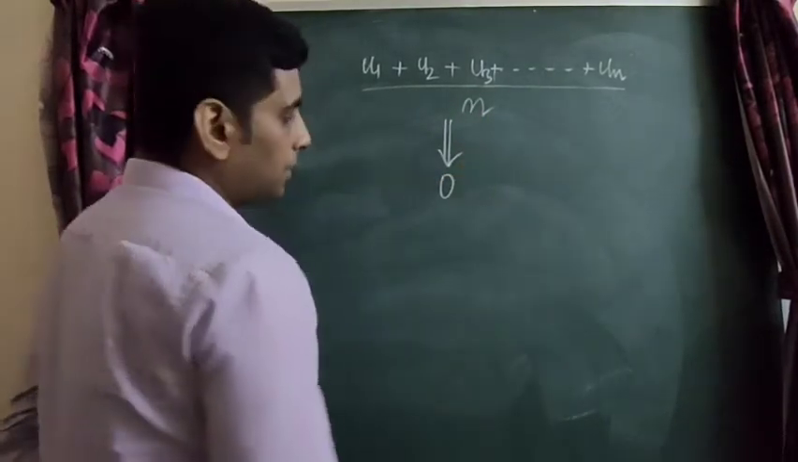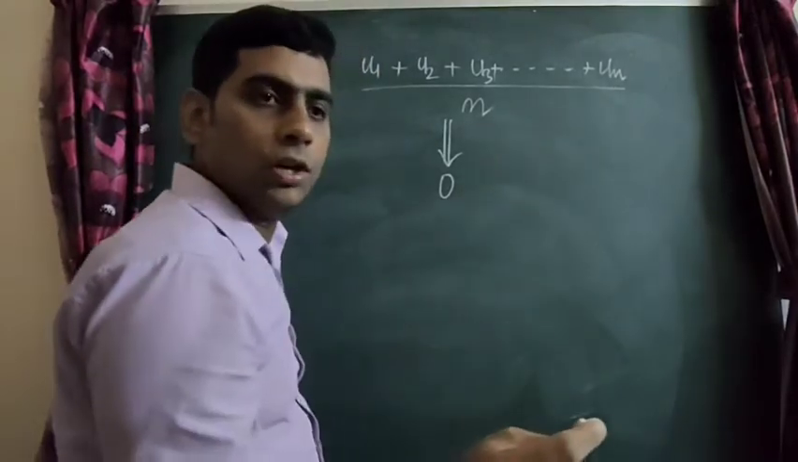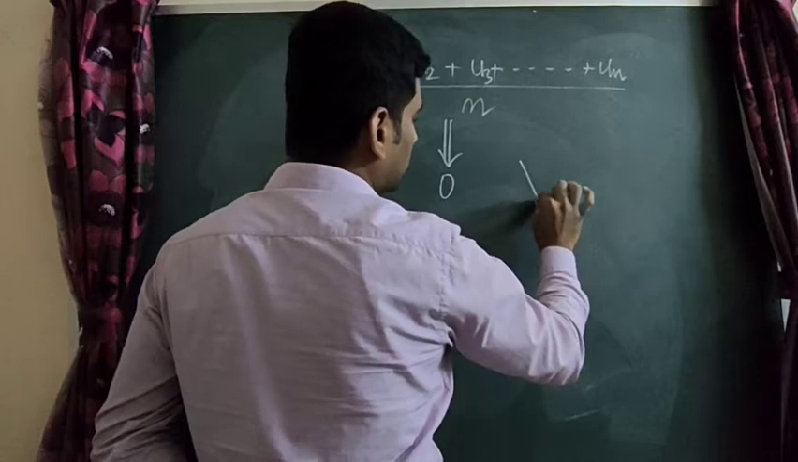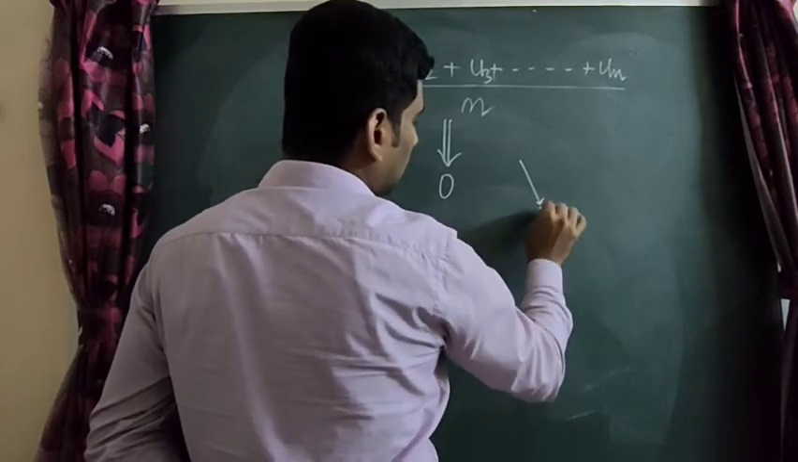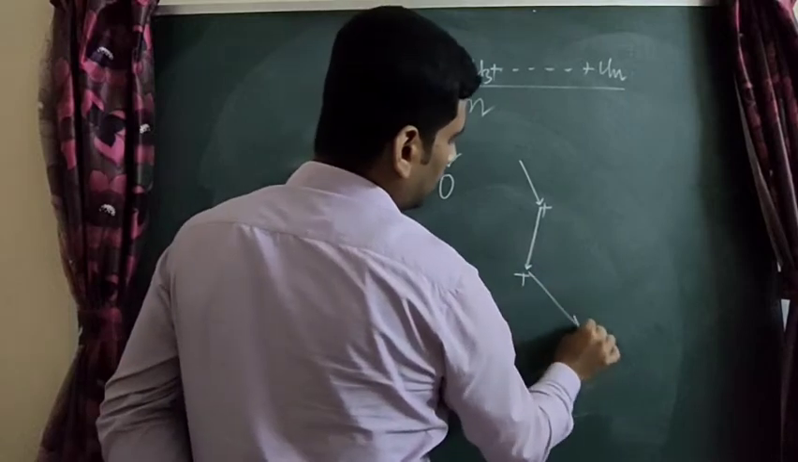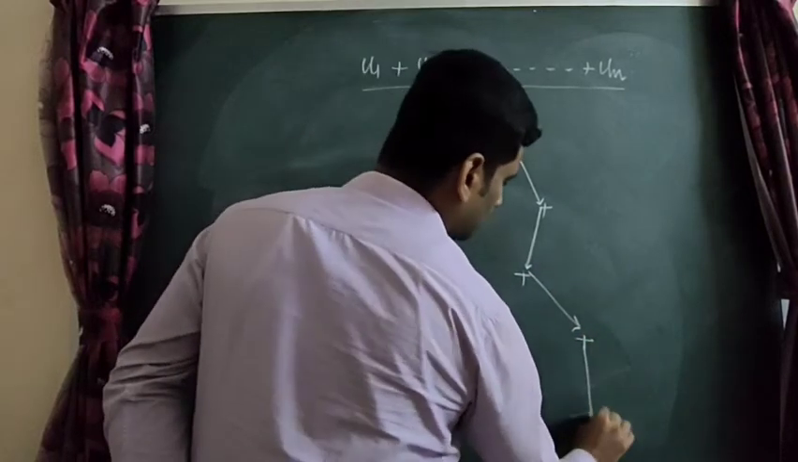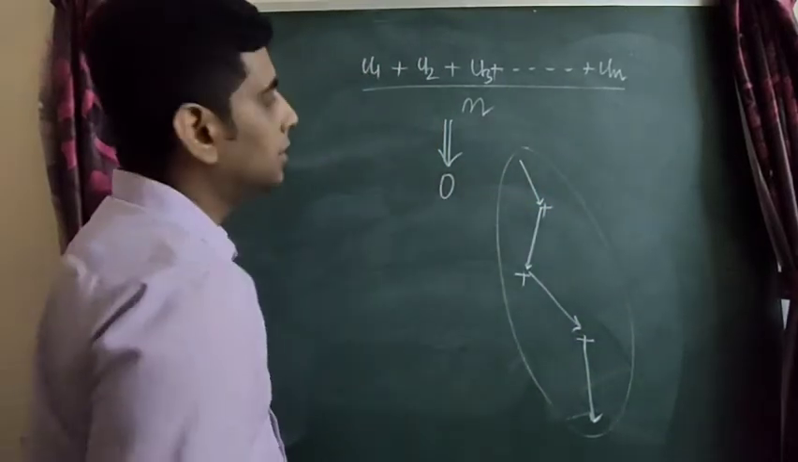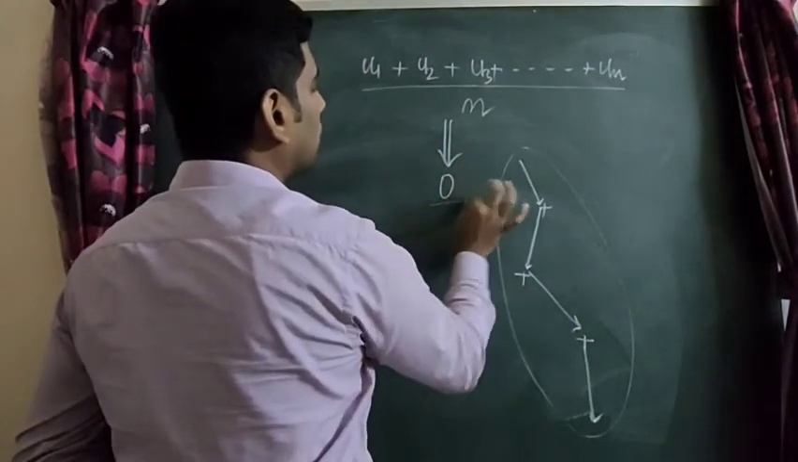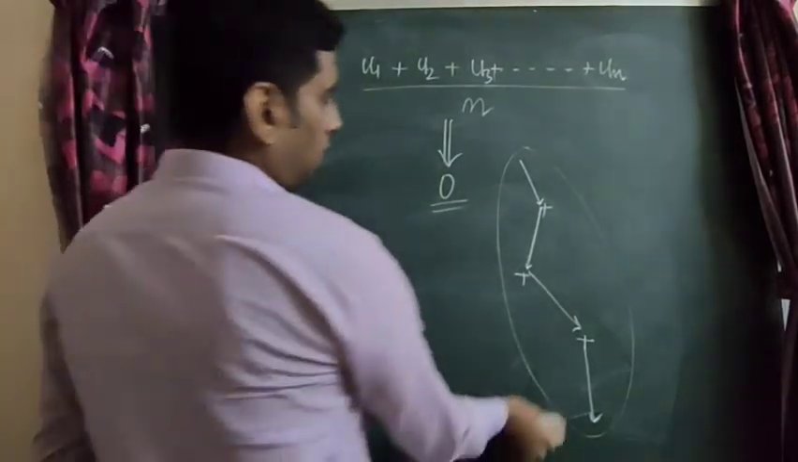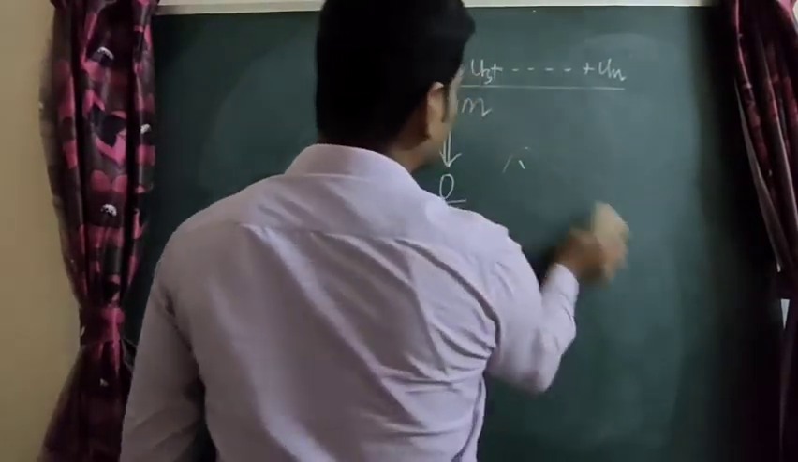Why? Because after every collision, the electron changes its direction. So suppose it was going in this direction, it got collided here, so it changed its direction. Again there is a positive ion, again direction change, positive ion, direction change. So the directions are changing after each collision. That's why the average thermal velocity of the electron is 0. From this calculation, this will be required.